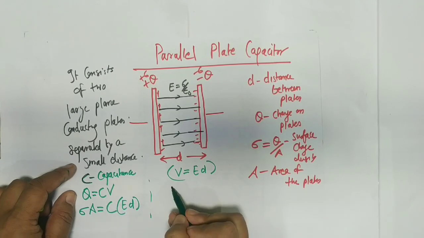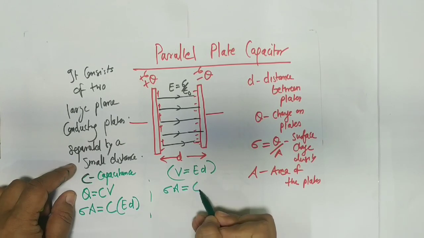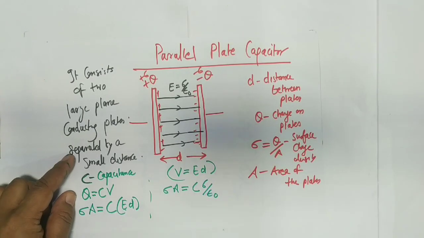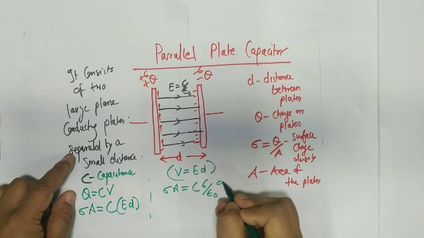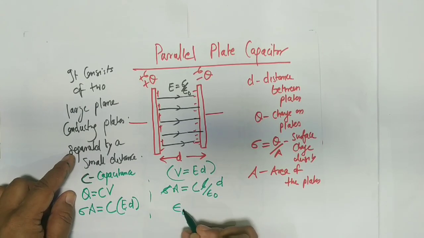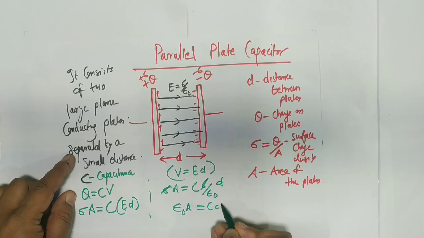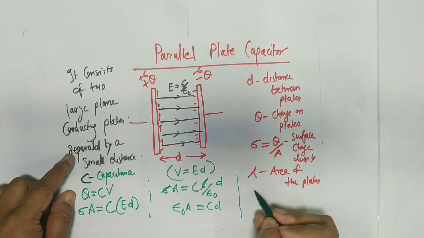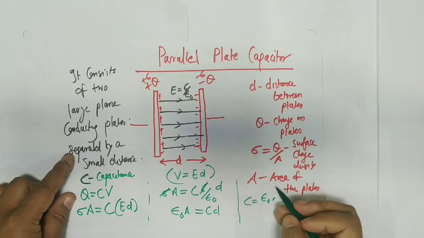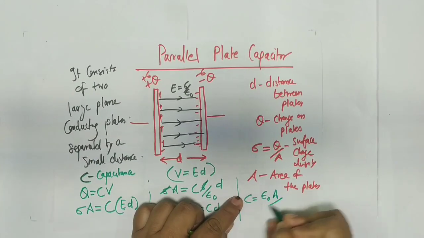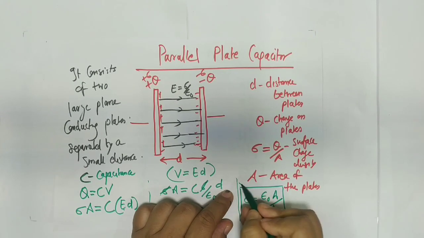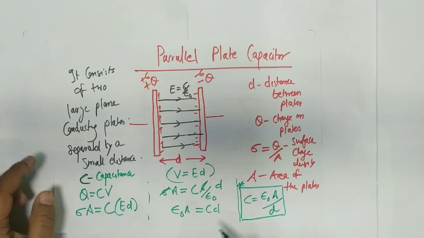And then sigma A equals C times Ed, where E is sigma by epsilon naught, so sigma A equals C sigma d by epsilon naught. Then sigma cancels out, so it will be epsilon naught A equals C d. And finally, C is epsilon naught A by d. So this is actually the capacitance, which depends on physical factors.